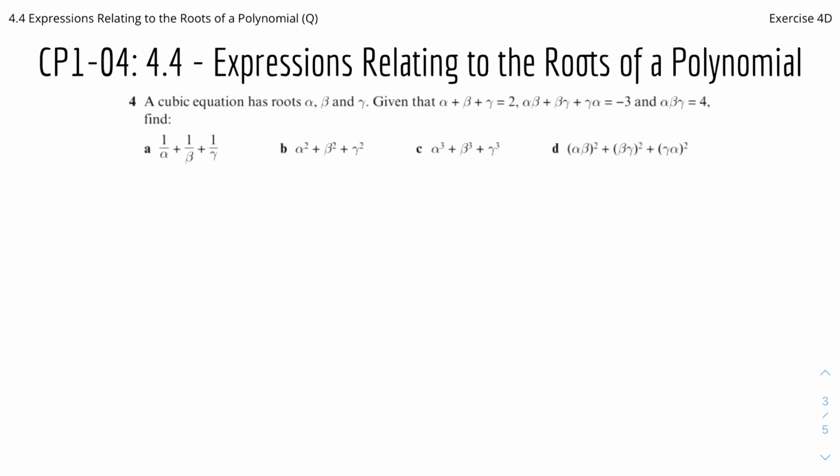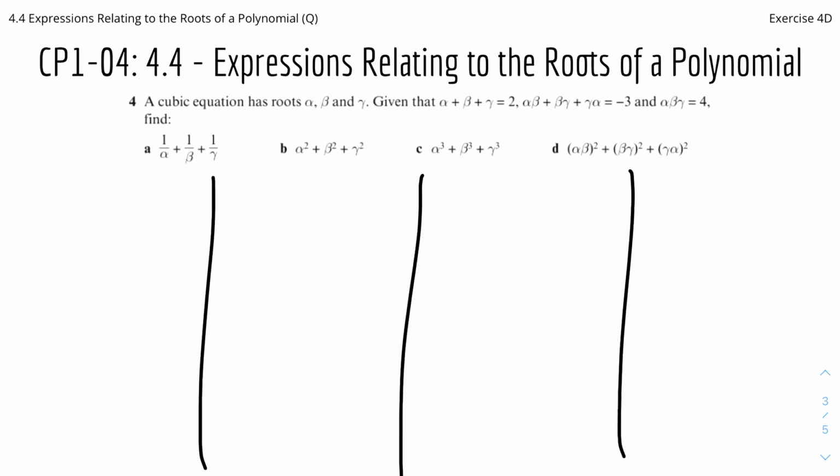And then we have question 2, the second question. A cubic equation has roots alpha, beta, and gamma. Given that alpha plus beta plus gamma equals 2, the sum of product pairs equals minus 3, and alpha beta gamma equals 4, find these 4 expressions. I'll split into 4 different columns like so.